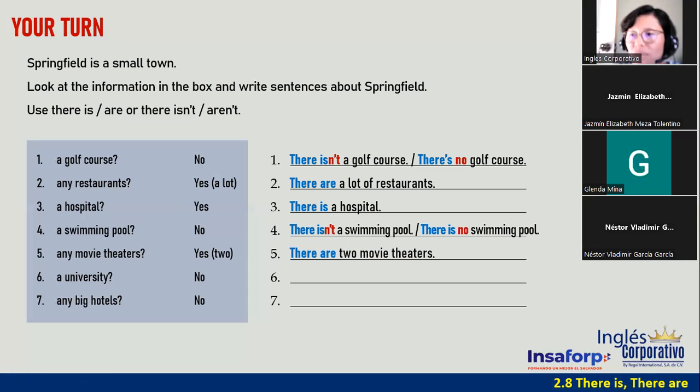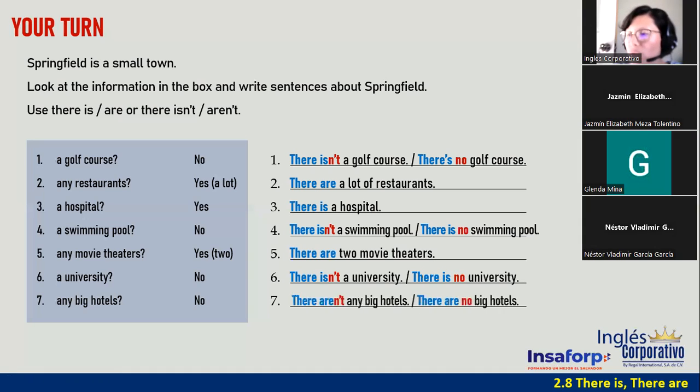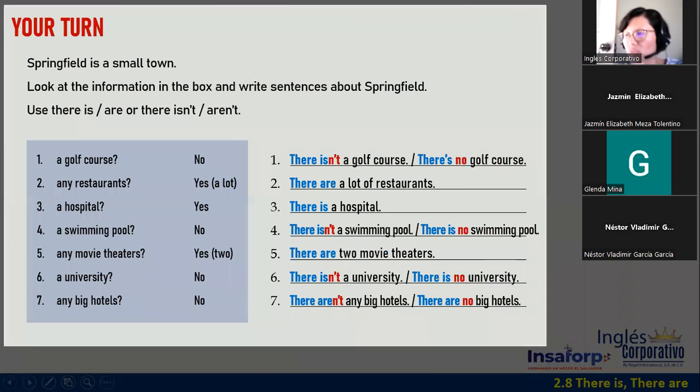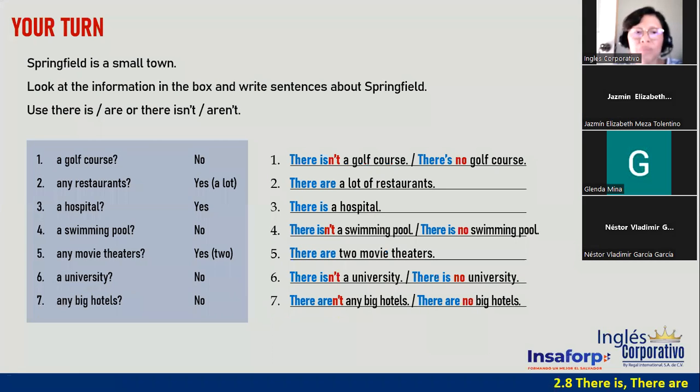Number seven, we have a university and they say no. So we say, there isn't a university or there is no university. Any big hotels? And they say no. So we say there aren't any big hotels or there are no big hotels, right? So las opciones en la parte negativa son esas dos, ¿verdad? Entonces, you can go ahead and decide which one you want to use.